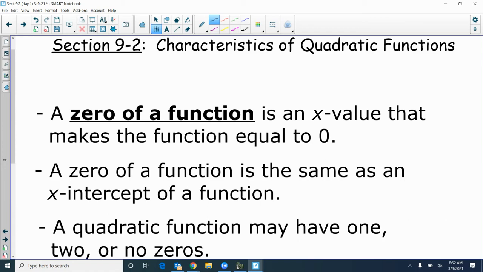-4. -4 plus 4 is 0. So that means when I plug in -2, I get back that answer.